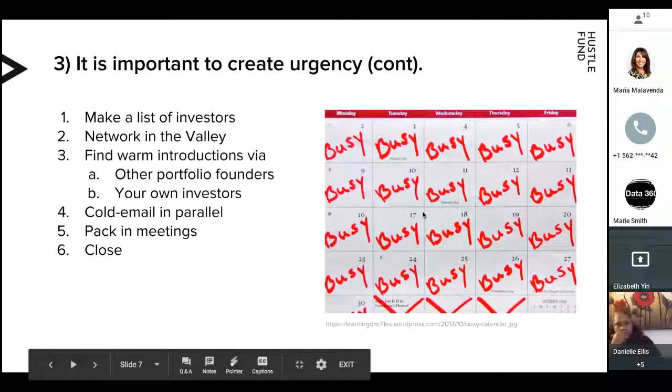And so the way to do this is, at least at the seed level, whether it's pre-seed, seed, or post-seed, you want to first make a list of all the investors who could be relevant to your deal. And this actually takes a long time to do research on. I don't actually think there's a really easy way.